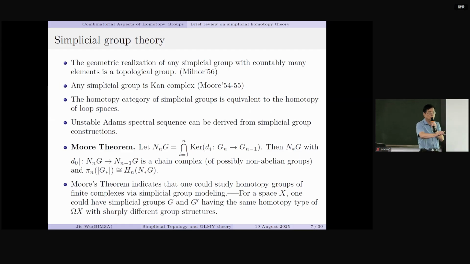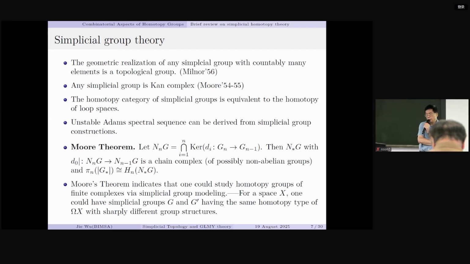But if you retreat to the topology, like compactly generated topology, actually you can easily see that the geometric realization of a simplicial group is a topological group. And the category of simplicial groups is actually equivalent to the homotopy category of loop spaces. Okay, so now also nothing to be worried about regarding the so-called Kan's extension property for simplicial groups, which automatically satisfy these Kan conditions.